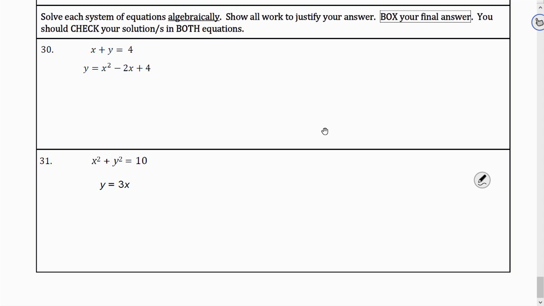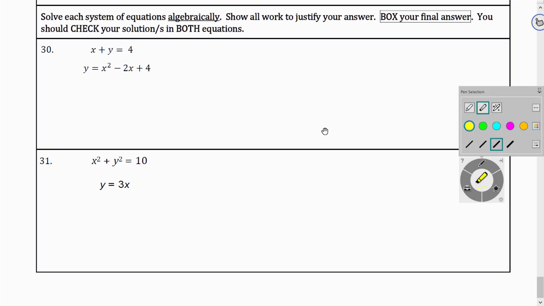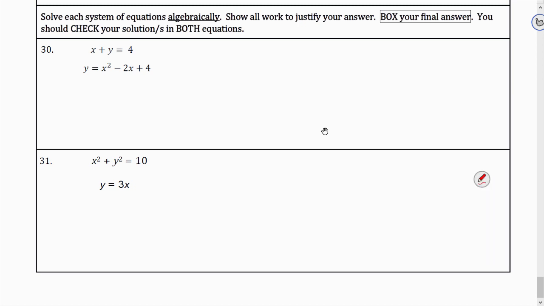So looking at this, I'm going to use substitution. You can't really use elimination in these. You have to use substitution. So I'm going to plug this right here, which is equal to y, in for this y. And I get x plus this big equation, x squared minus 2x plus 4 equals 4.